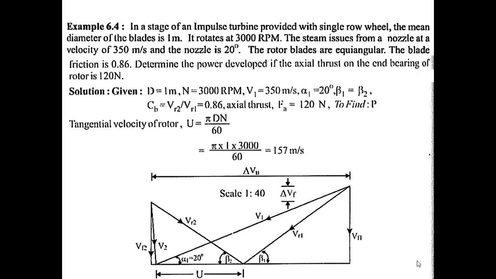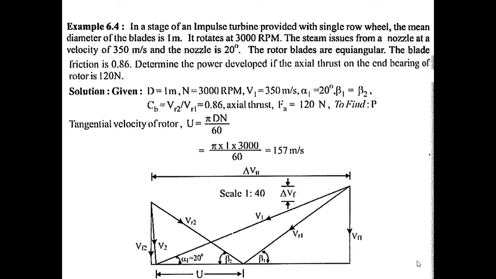We'll take this problem. Yes, I'll read the question. In a stage of an impulse turbine provided with single row wheel, the mean diameter of the blades is 1 meter. It rotates at 3000 rpm. So here, from chapter 1 to chapter last, whenever rpm and diameter is given, you find out blade speed U taking pi d n by 60.